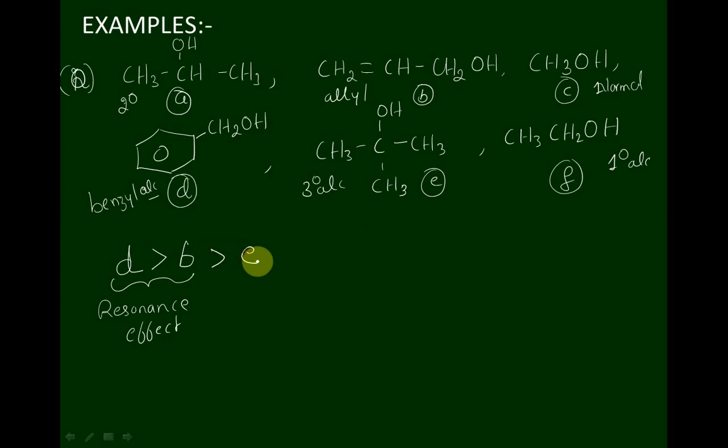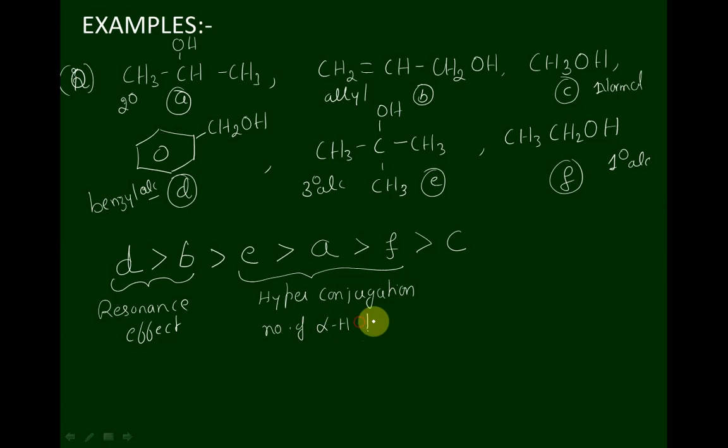Next, coming to E, tertiary alcohol, which is greater than A, secondary alcohol, which is greater than F, primary alcohol, which is greater than normal alcohol. Here we can explain their stability based on hyperconjugation effect. So from tertiary to secondary, secondary to primary, the number of alpha hydrogen atoms decreases, then automatically stability of carbocation decreases, which decreases the rate of reaction towards dehydration of alcohols.